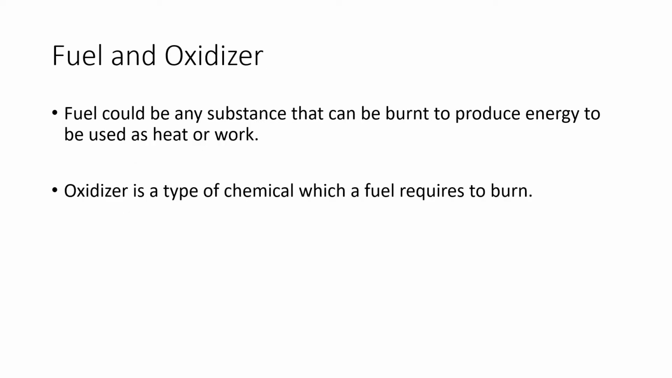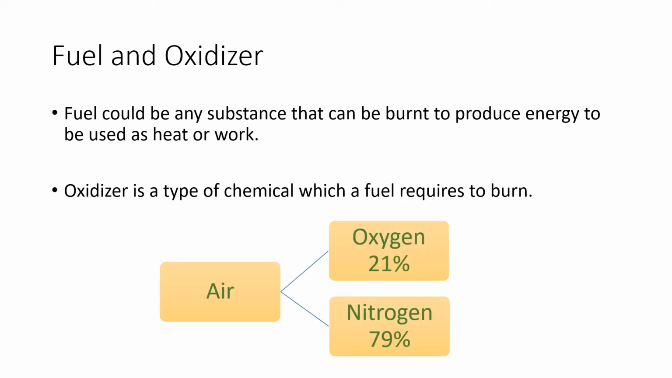So, what is a fuel? Fuel could be any substance that can be burned to produce energy to be used as heat or work. An oxidizer is a type of chemical which a fuel requires to burn. Air is the most used oxidizer. It is a mixture of oxygen and nitrogen with 21% of oxygen and 79% of nitrogen.